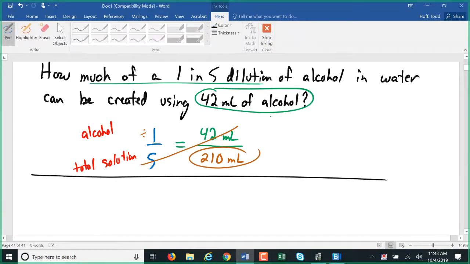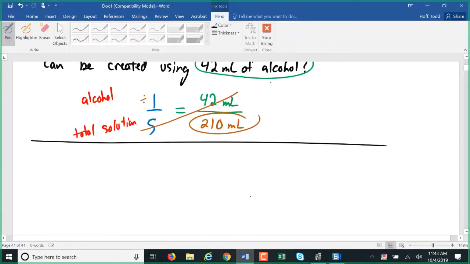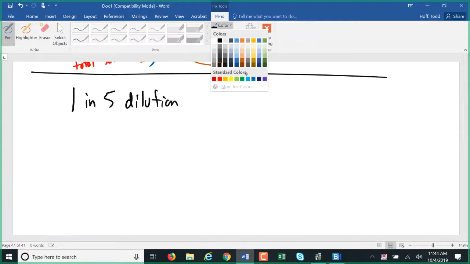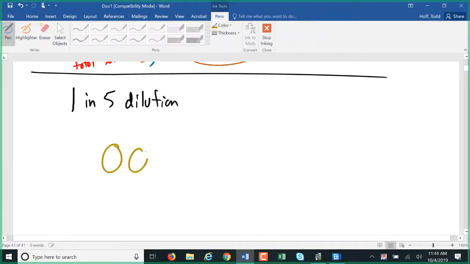Now, when we talked about ratios, we talked about the fact that every ratio has hidden parts to it. Here in that 1 in 5 dilution, there were 5 parts total solution.